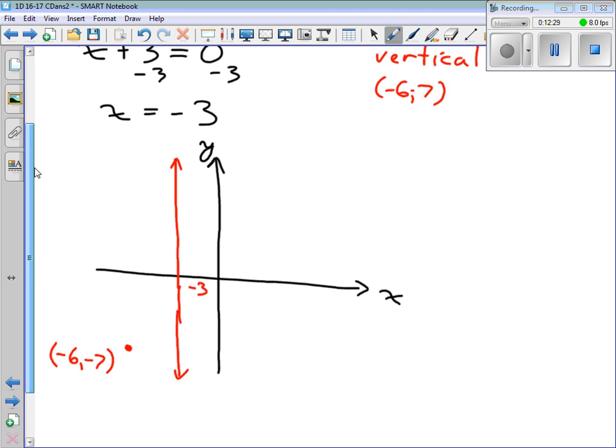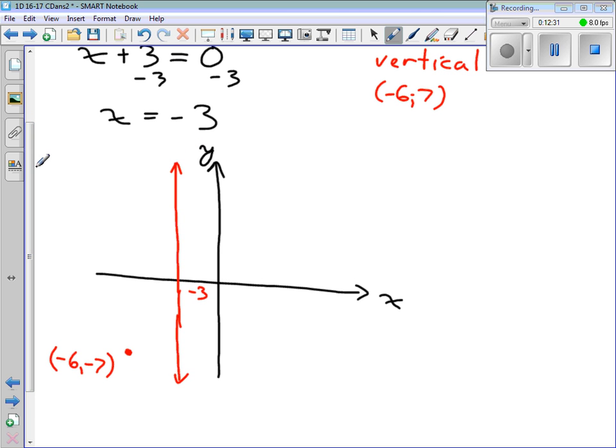We need a vertical line that goes through that point. So let's just draw a vertical line going through that point. This is the line that we're trying to find. What's the equation of this line going to be?